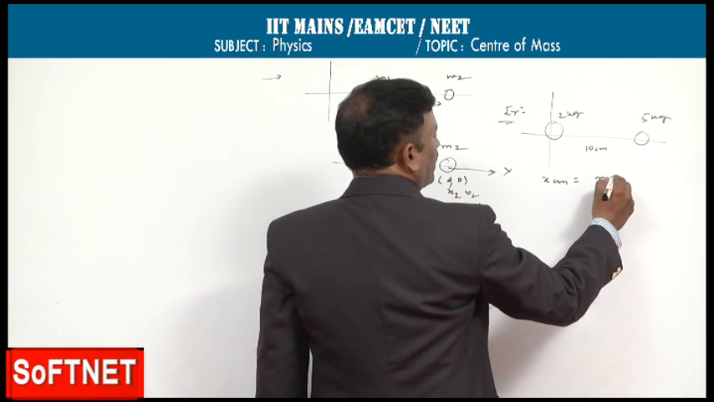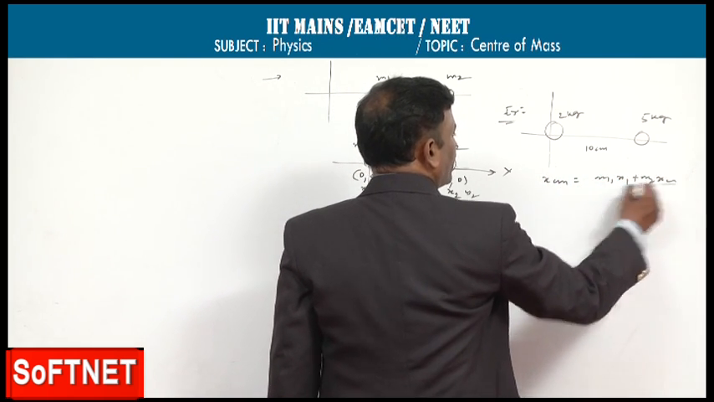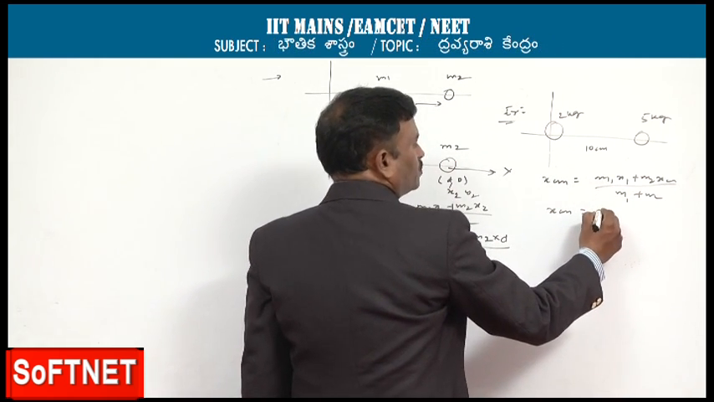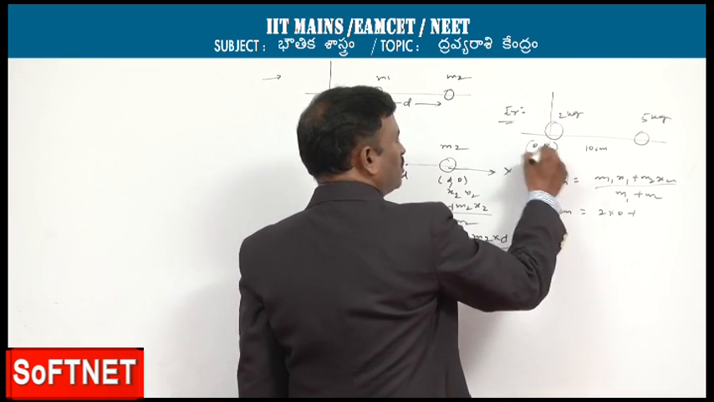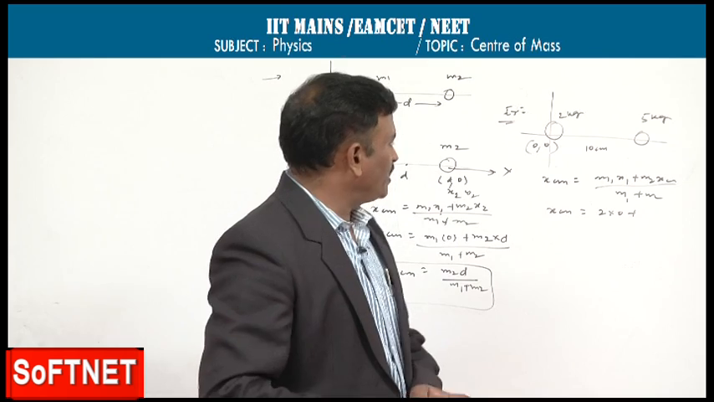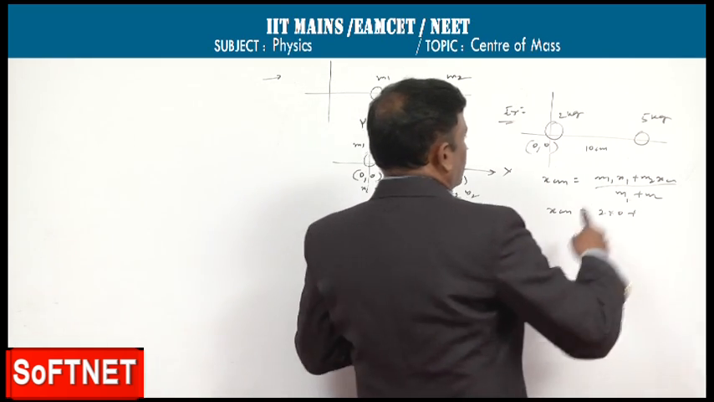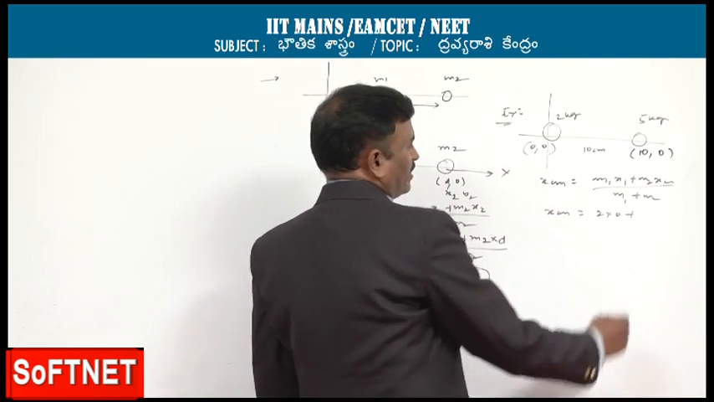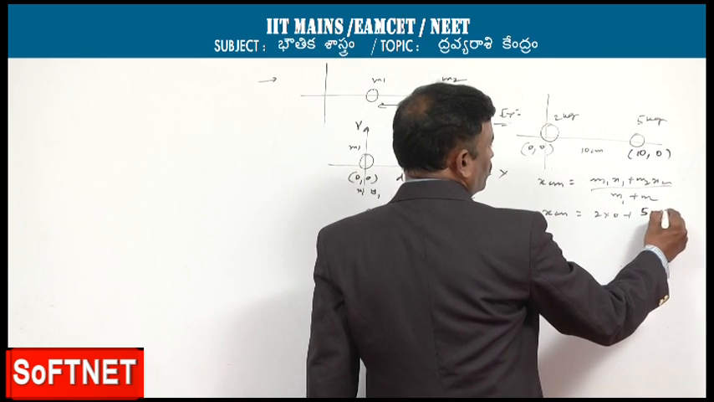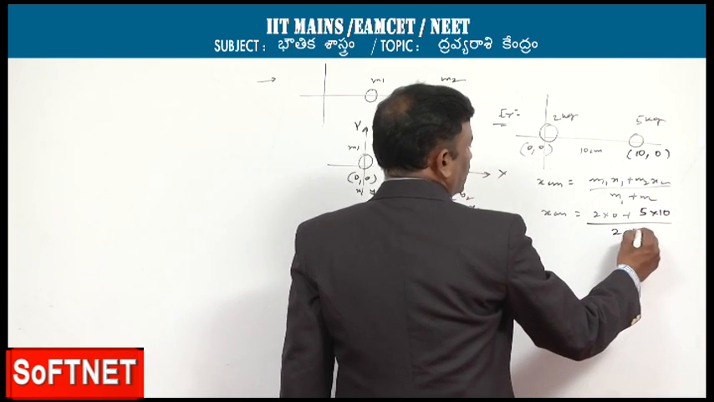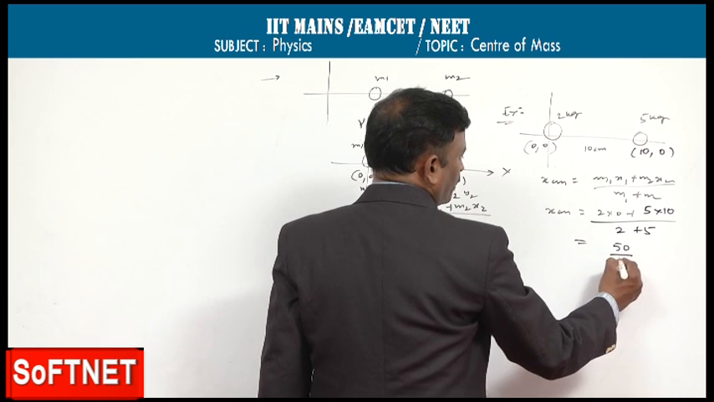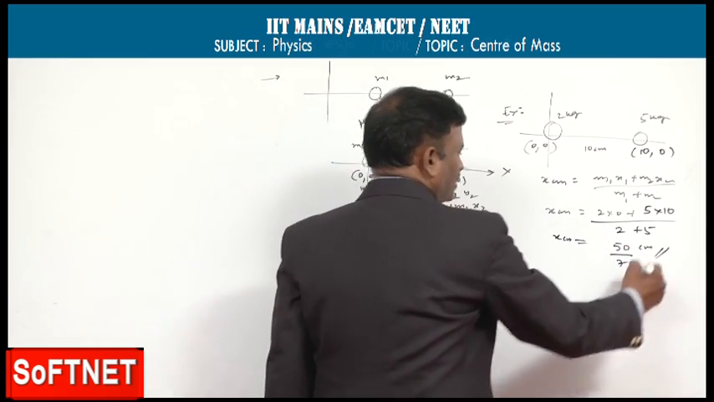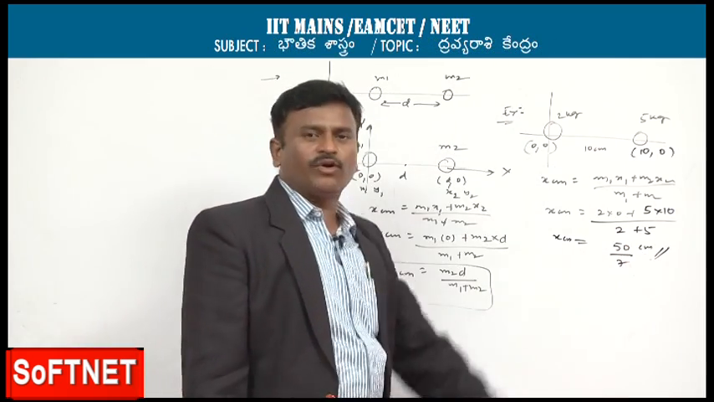XCM is equal to (m1 x1 plus m2 x2) by (m1 plus m2). Here m1 is 2 into 0, because the coordinate is 0 comma 0, and the next one, if it is given as 10 centimeters, means 10 comma 0. Then m2 is 5 into 10 by 2 plus 5, this is 50 by 7. XCM, the center of mass, is 50 by 7 centimeters from the 2 kg body.